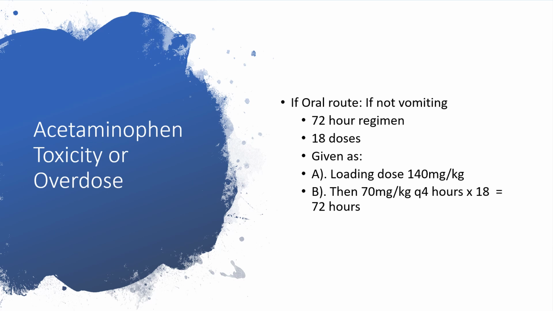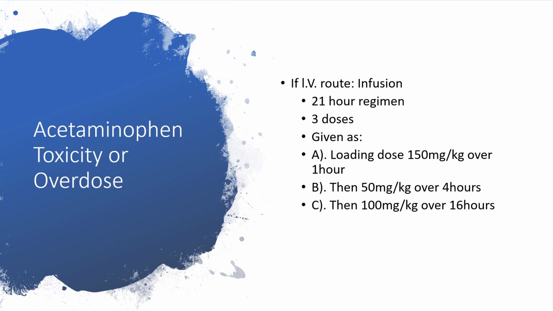If we are choosing the oral route, that is, the patient is not vomiting, then it means we are going for a 72-hour regimen. Within the 72 hours, we will administer 18 doses, given as follows. The loading dose will be 140 milligrams per kilogram. After that, we'll be giving 70 milligrams per kilogram every 4 hours, times 18.